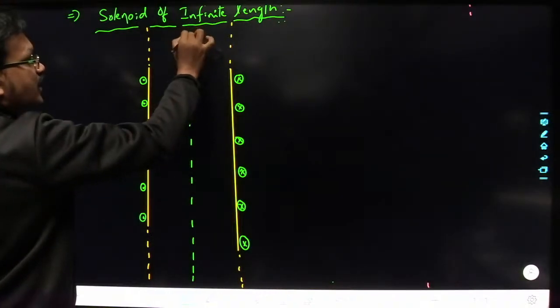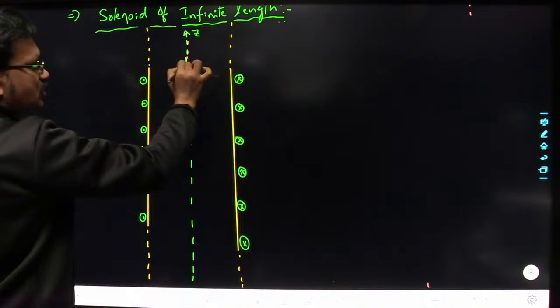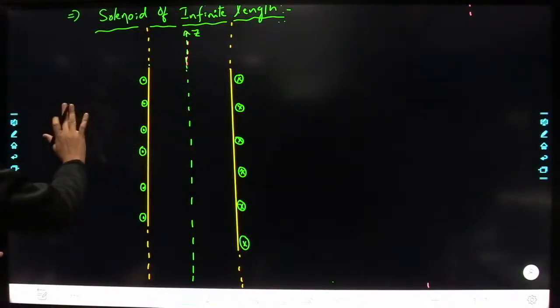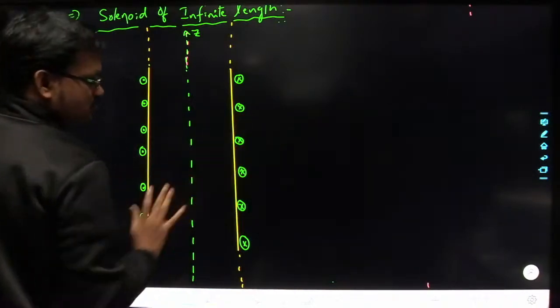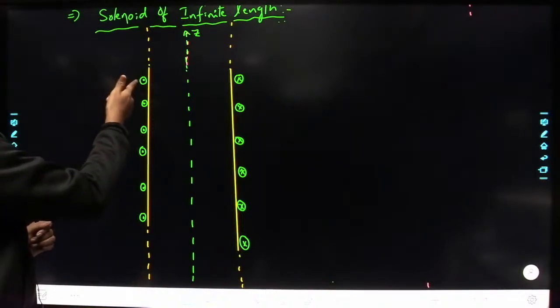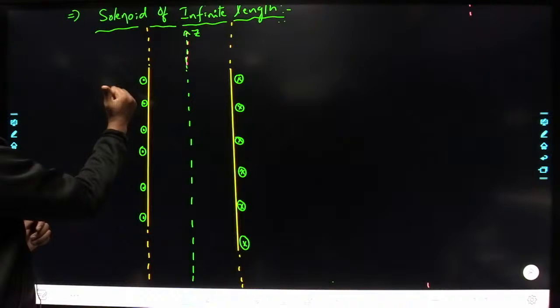Okay, so this axis we have considered along what? Along the z direction. This axis is along the z direction, right? So this is inside the solenoid, this is outside the solenoid, and this region is also outside the solenoid. Now see here, the current elements on this side are pointing out of the board.